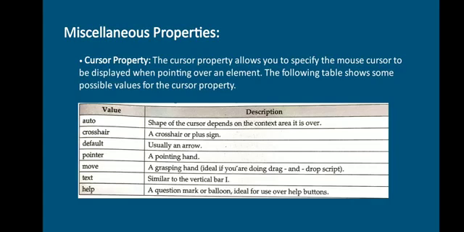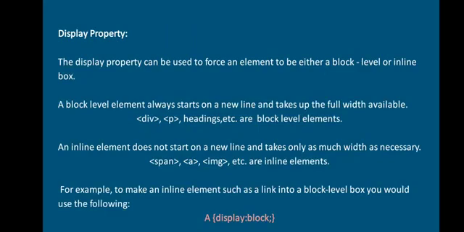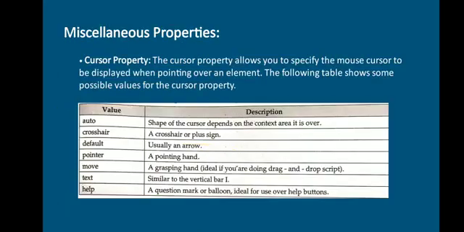Cursor property. This is a very interesting property where you can change the mouse cursor depending on the context. By default, the cursor property value is auto. That means depending on the context, the cursor is displayed. Now if you want to change that, then we can go for different values.